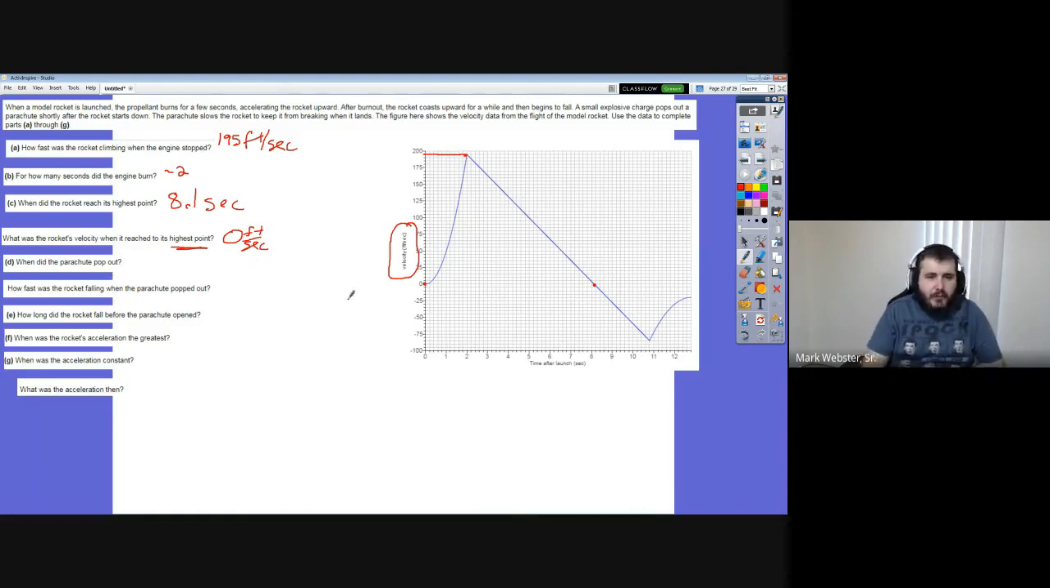Now we want to know, when did the parachute pop out? So it's falling. What happens here? Funk. The parachute falls out, right? That's why it starts falling slower and slower and slower, closer to zero again. So this right here is the point when it pops out, and it looks like that's something like 10.8.